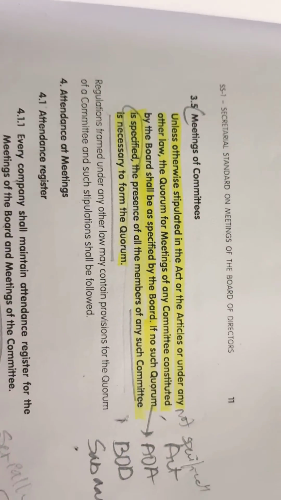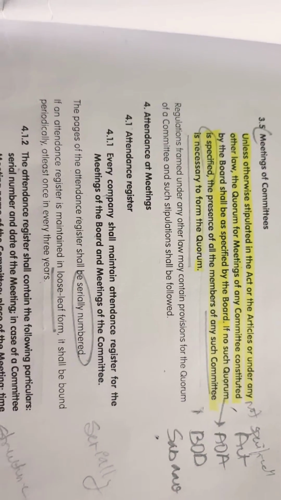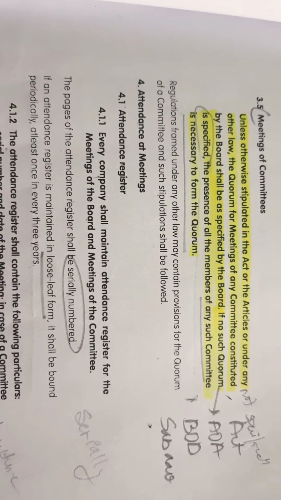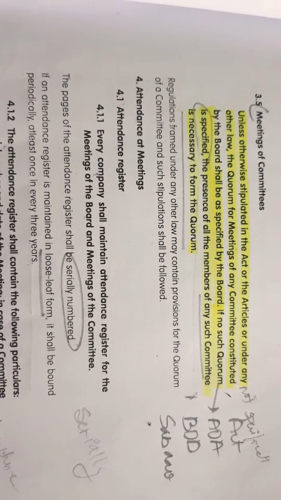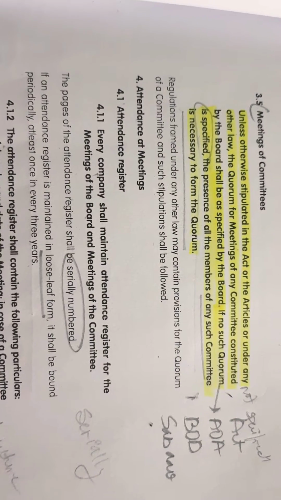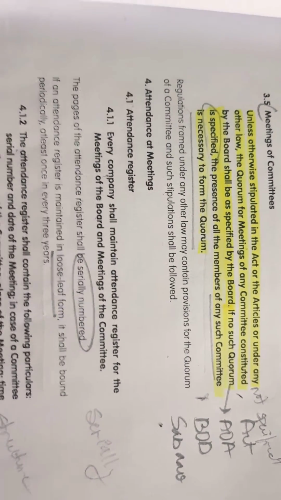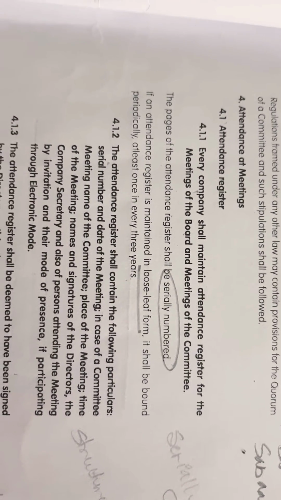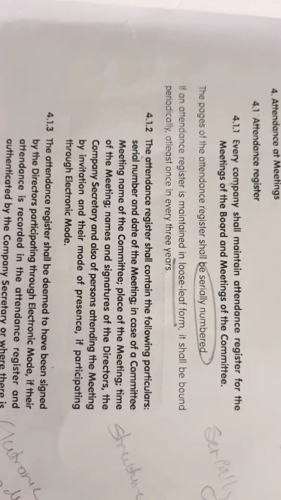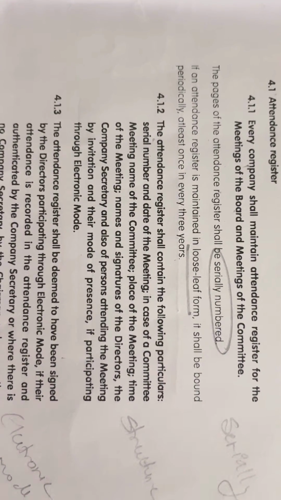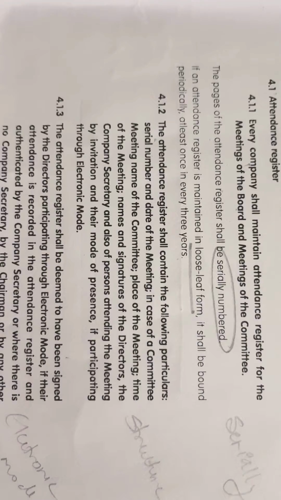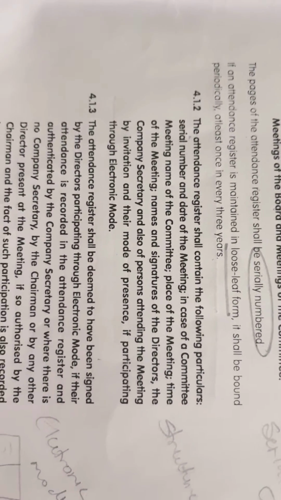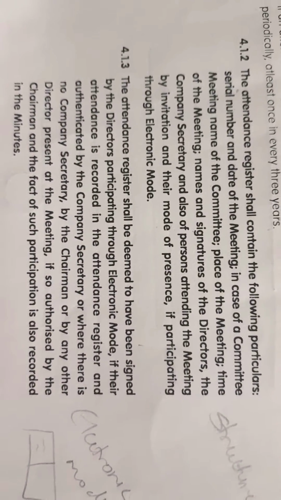The meeting of committees is as stipulated in the Act or the articles, or the meeting of the committee may be specified by the board, along with the quorum. Next is the attendance. The company shall maintain an attendance register which shall be serially numbered, with the details of all the directors, and even for the committee meetings the register should be maintained.